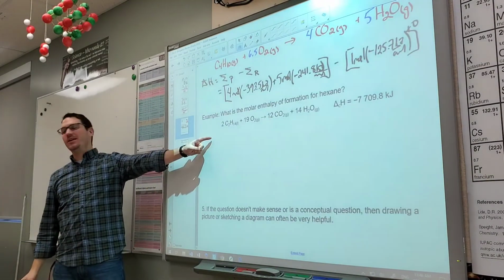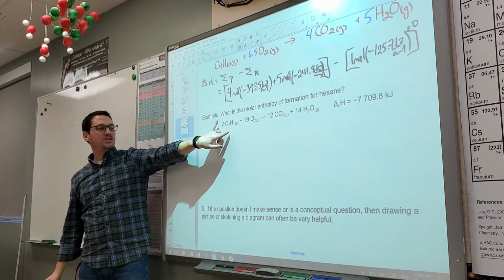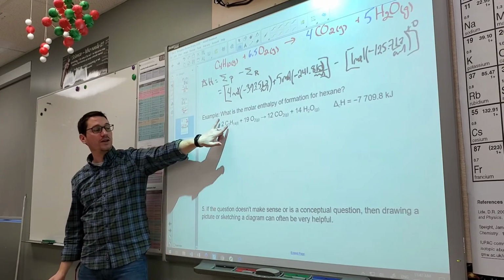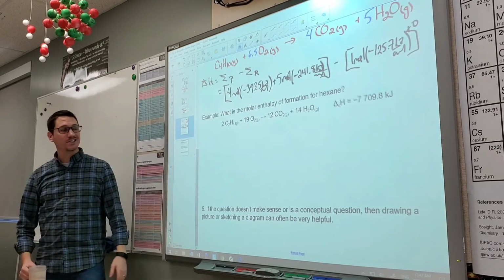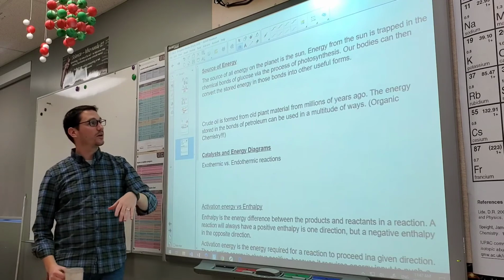In this next example, it's asking for the molar enthalpy of formation. So you have to just rearrange. You have to make an equation and rearrange it trying to find the enthalpy of formation for hexane. That's totally something they could ask you to do, right? I'm going to skip ahead and we're just going to talk really quickly.